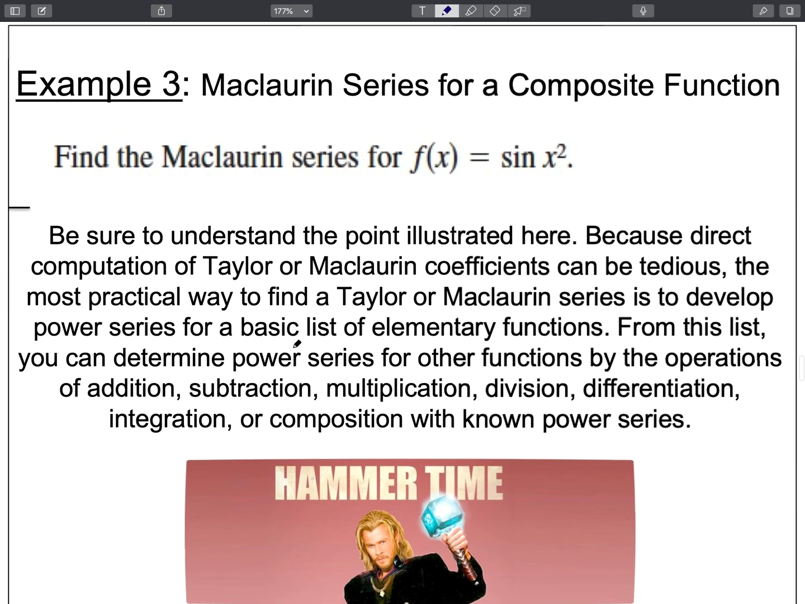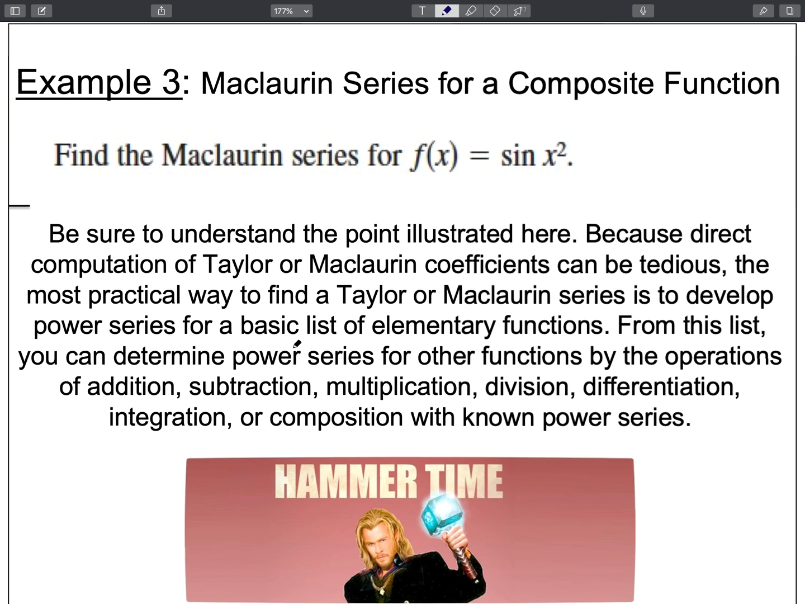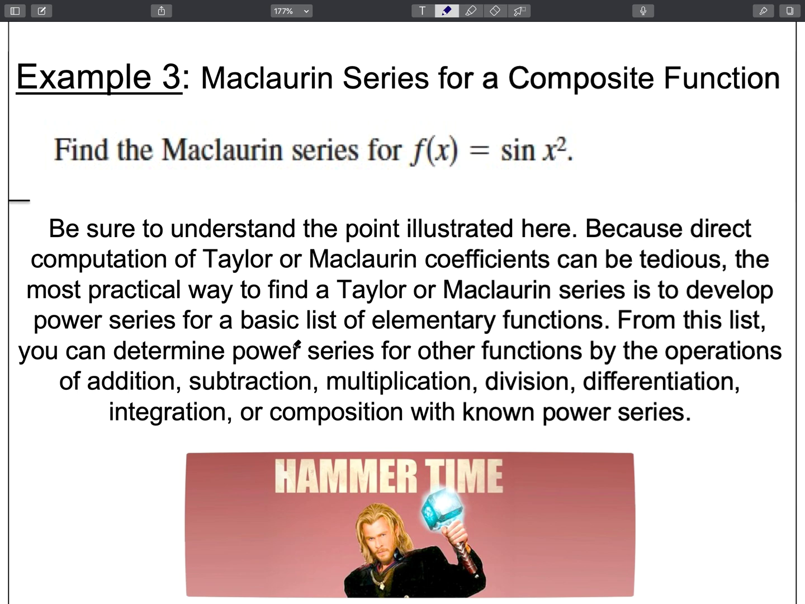So then the book wants to remind us to be sure to understand the point that's being illustrated here. Because the direct computation of Taylor-Maclaurin coefficients can be tedious, by that I mean the 2 columns, the most practical way to find a Taylor-Maclaurin series is to develop a power series for a basic list of elementary functions. What this means is, can we do the same thing that we know about e to the x, cosine, and sine? Can we do that for other functions?